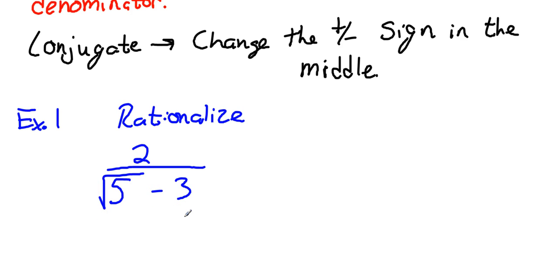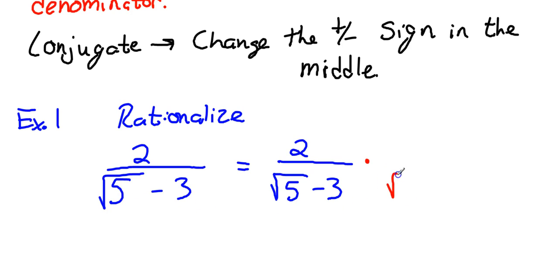They're going to ask you to rationalize 2 over the square root of 5 minus 3. So we're going to take the original problem we had, and instead of just using the same denominator, we're going to multiply by the conjugate, square root of 5 plus 3, and we'll do that on top and bottom.